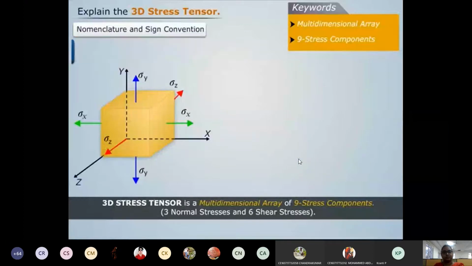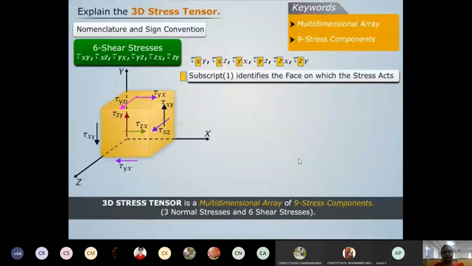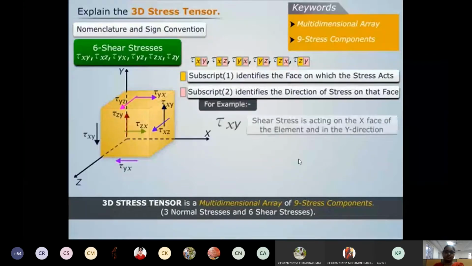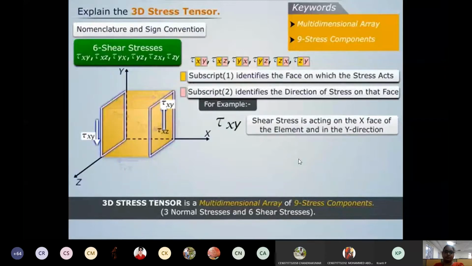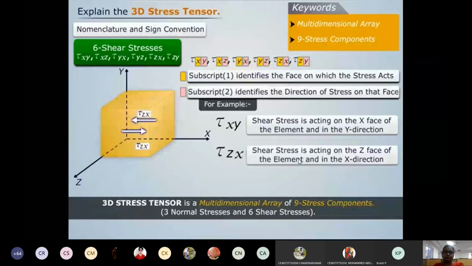Now let us discuss the nomenclature and sign convention for shear stress. It has 2 subscripts, where subscript 1 identifies the face on which the stress acts, while subscript 2 identifies the direction of stress on that face of the element. For example, shear stress tau xy is acting on the x face of the element and in the y direction, and the shear stress tau zx is acting on the z face of the element and in the x direction.